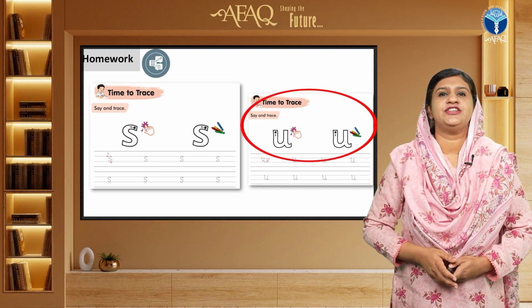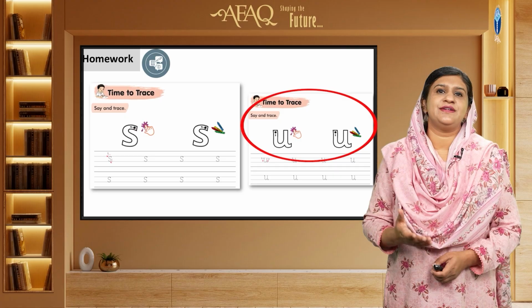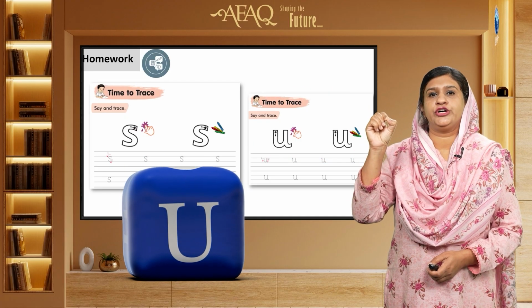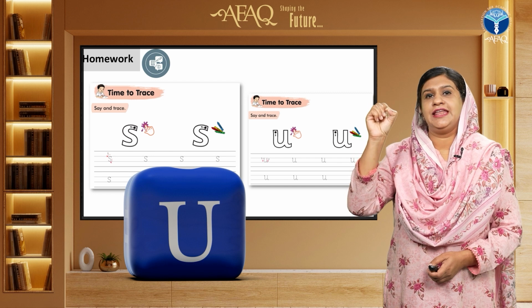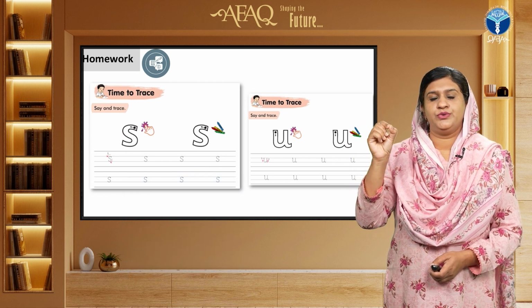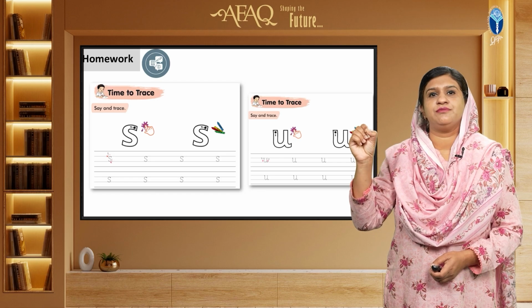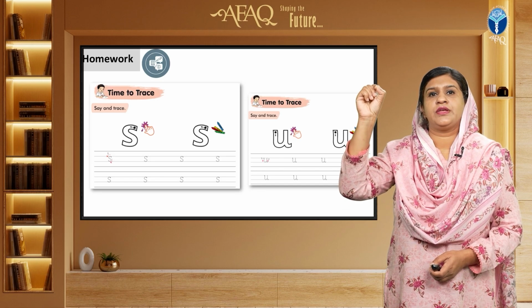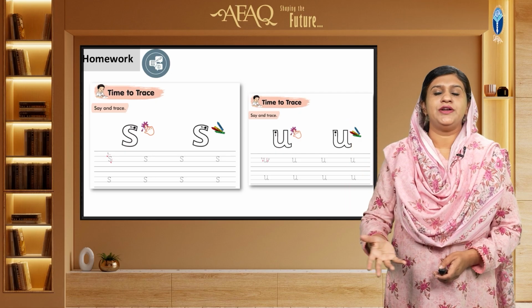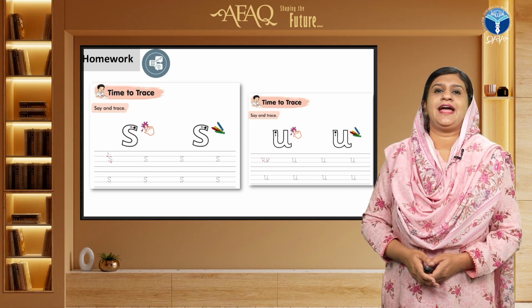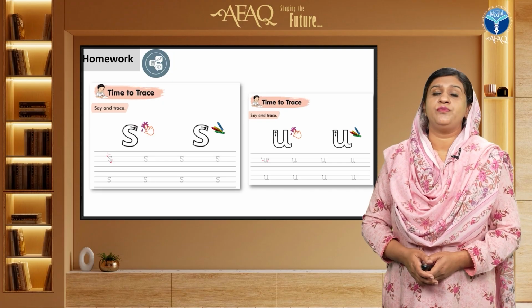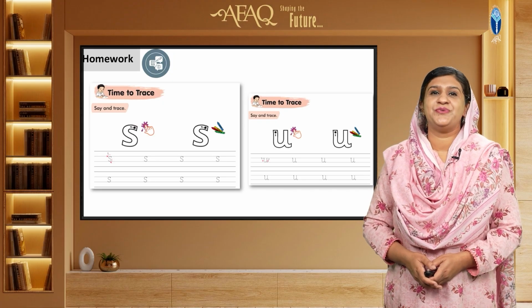Let's see how to write U. U has a simple formation. You will come down into a curve, follow the curve, go up again, and then there is a little loop. From the starting point, come down, there is a curve, touch the line below, go up, come down again, and then there is a little loop. You are supposed to trace U so many times so that you can get a clear idea of its formation. And I hope you are practicing these letters at home as well.